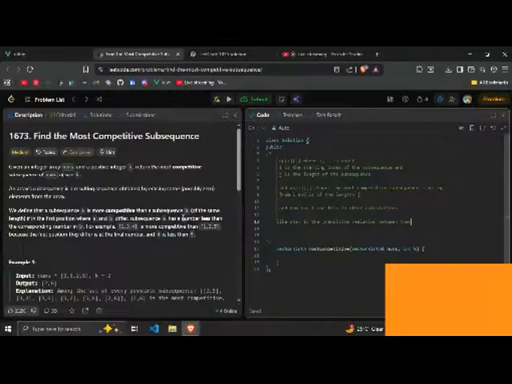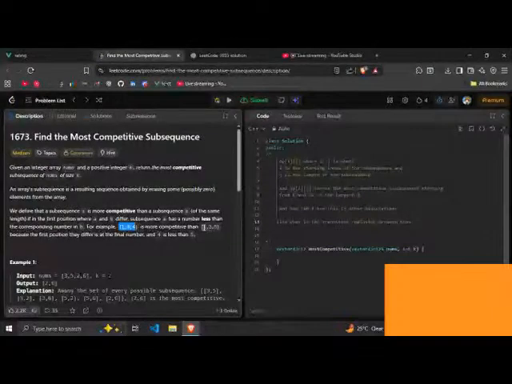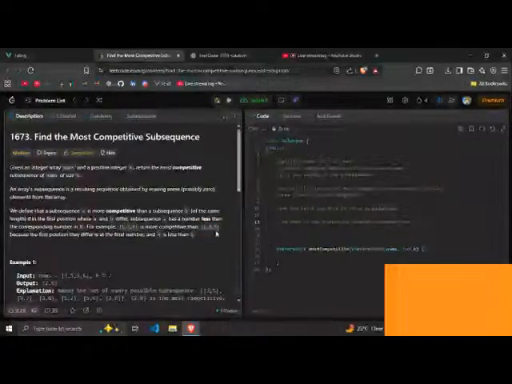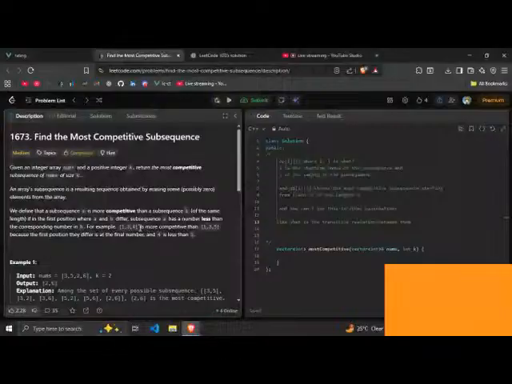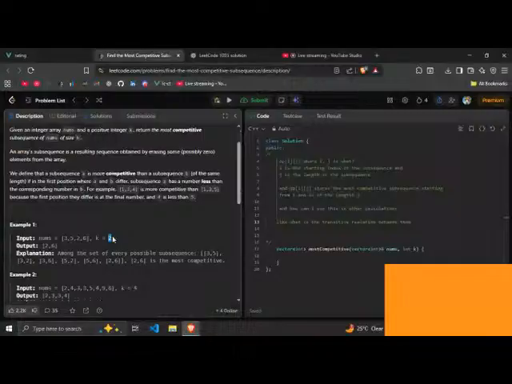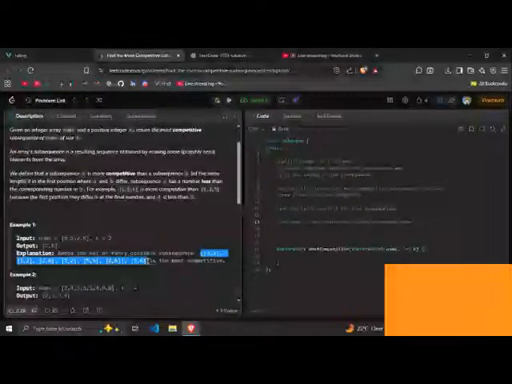Suppose there are two subsequences. In these two, the most competitive subsequence is 134. Why? Because here 1 is equal, 3 is equal, then by comparing 5 and 4, 4 is less than 5. So the one which is lesser is called the most competitive. In this case of length 2, these are all the subsequences of length 2.